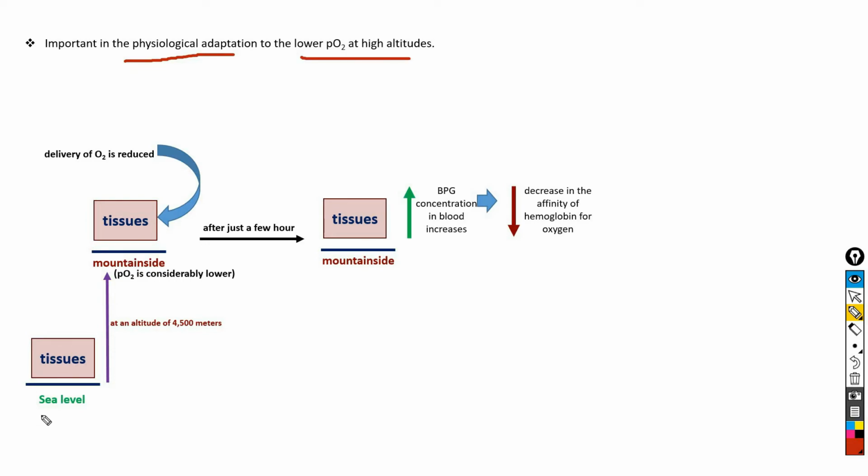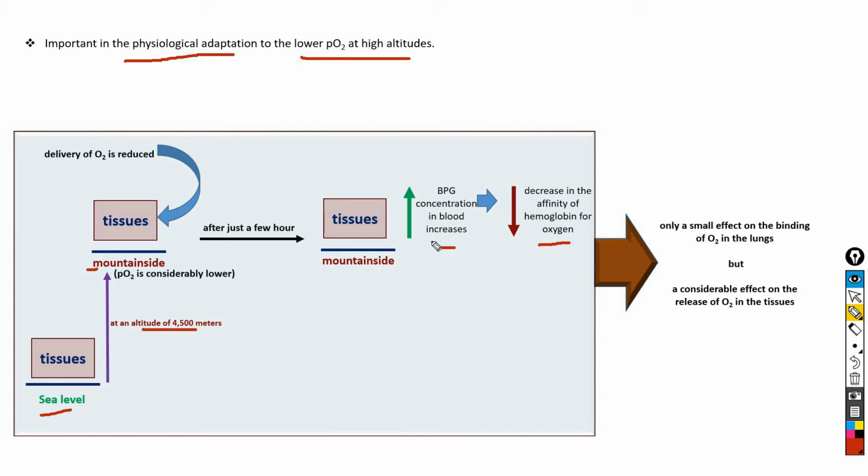Suppose a person travels from sea level to a mountainside at an altitude of 4500 meters, where PO2 is considerably lower. At this high altitude, the delivery of oxygen to the tissue is reduced. But after just a few hours at this altitude, the BPG concentration in the blood increases. And the increase in BPG concentration leads to a decrease in the affinity of hemoglobin for oxygen.